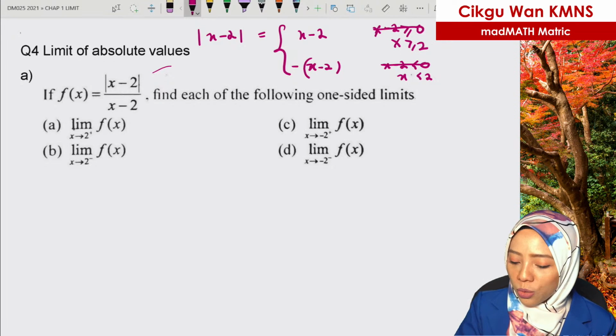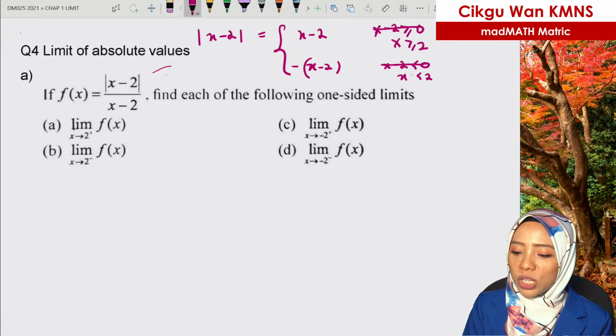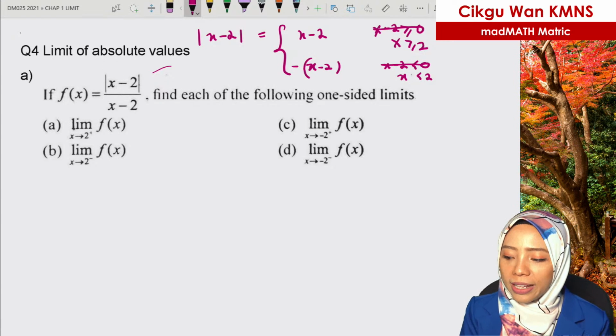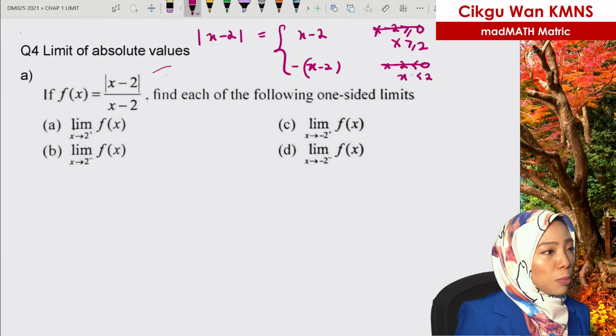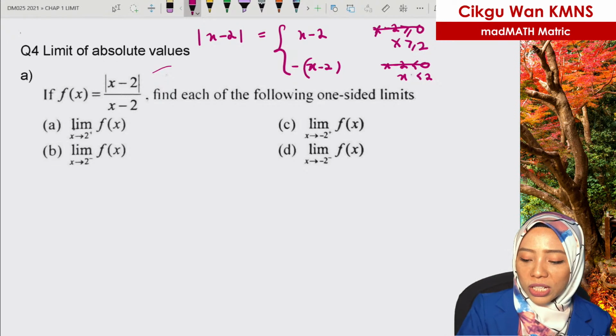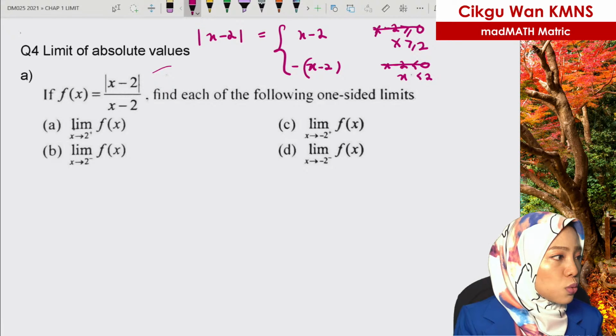Okay, so now question 1, limit x approaching 2 from the right. So which function yang kita nak ambil ni? 2 from the right, atas, top or bottom? Okay, I ask you top or bottom. Which function ni teacher Wan nak ambil ni? Positive x minus 2 or negative x minus 2?